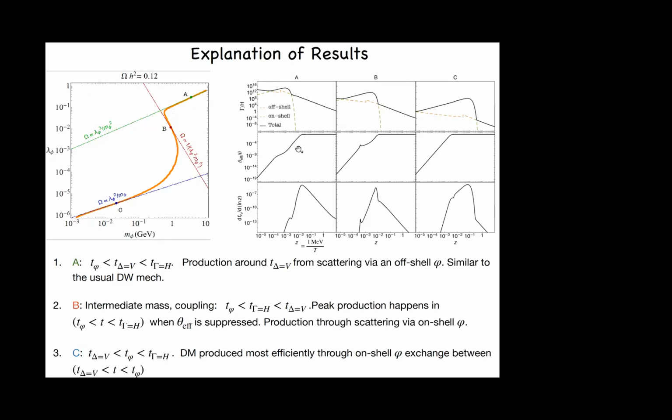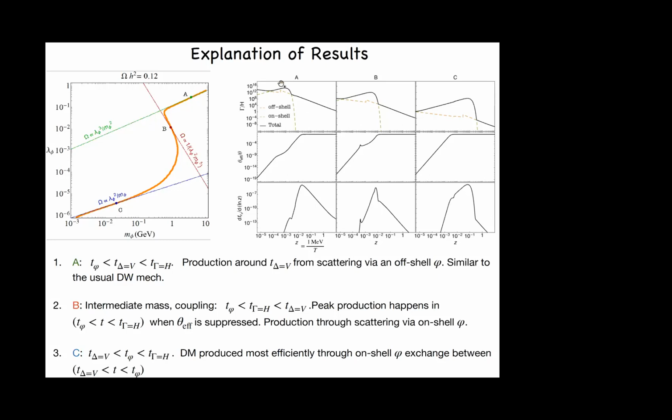So let's look at the right-hand plots out here. What these three panels essentially show you is the gamma over H ratio for the three prospective cases, A, B, and C. It shows you how the effective mixing angle varies, and also how the distribution function varies as a function of Z. Z is a correspondent for time. It's just defined as 1 MeV over the temperature. So as Z increases, time increases.